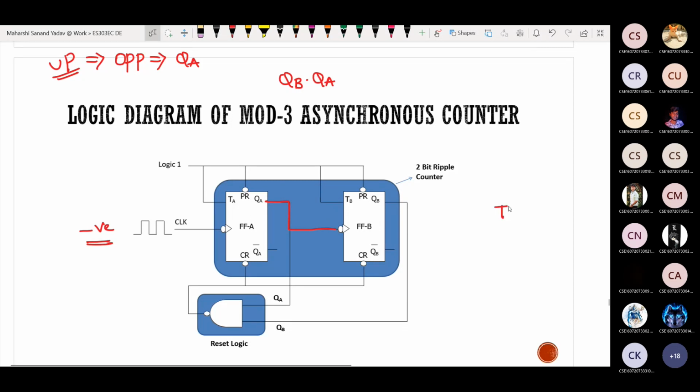Always remember T should always be 1. If it is JK, it should always be 1 for asynchronous. Now the concept here is I don't want 1, 1. Mod 3 means I want only 3 states. Whenever 1, 1 is detected, at that time you need to make output as 0. From the K-map you got answer as QB.QA. So what gate I have to use here?